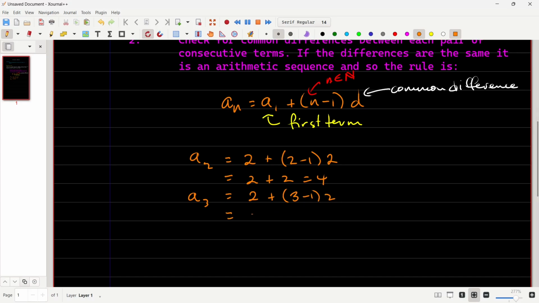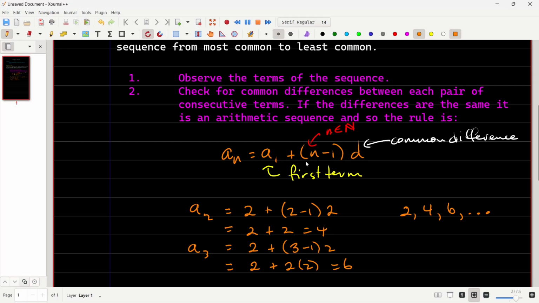So we can see that it is 2 plus 2 times 2, which is 4, then we get 6. Notice that if a1 is 2, and then 4, and then 6, we're going in 2s. We're looking at the set of even numbers. All right? So this is one of the ways. This is a common difference way of identifying the sequence.